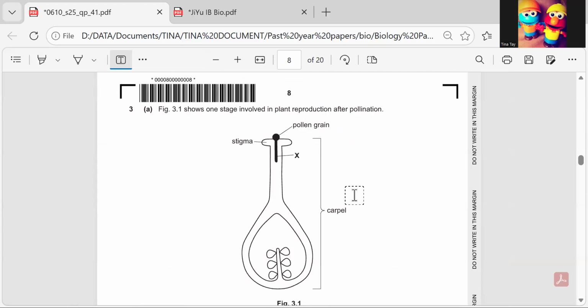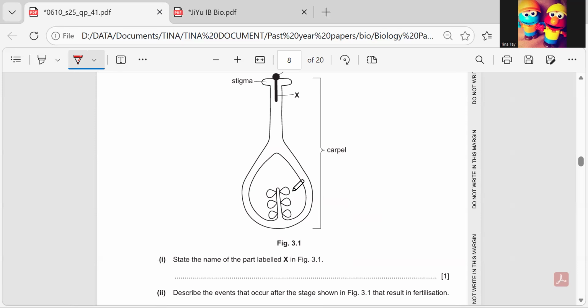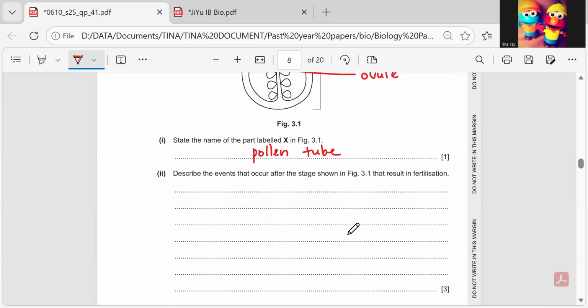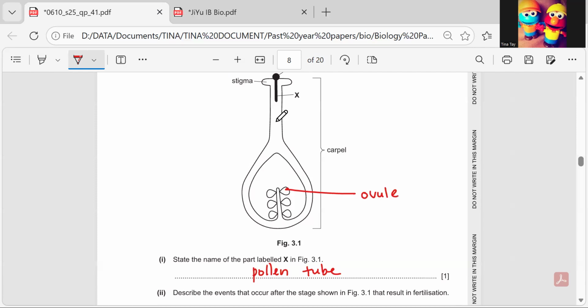Okay, so this one is sexual reproduction. Pollen grain lands here, and then X is the pollen tube, and it grows towards the ovule. The carpel is the female part. So this is the ovule. Name the pollen tube. Describe the events that occur after that result in fertilization. So first, the pollen tube grows past the, what is this thing called? Style.